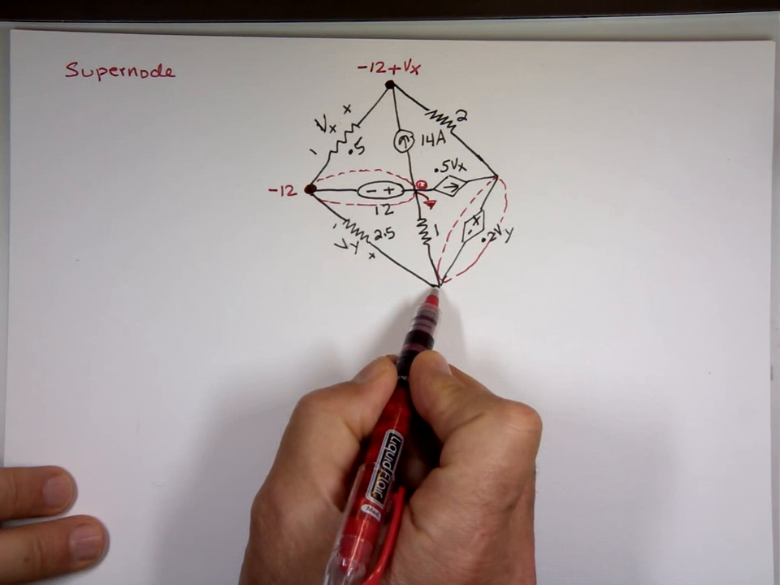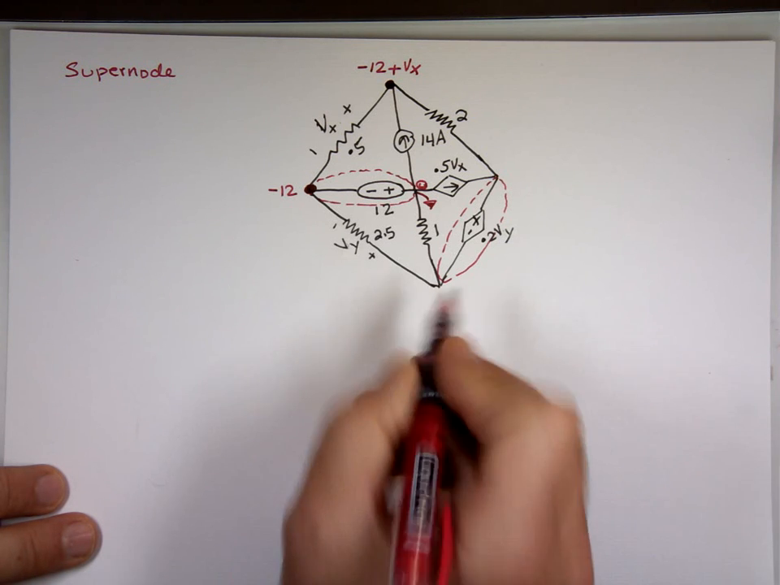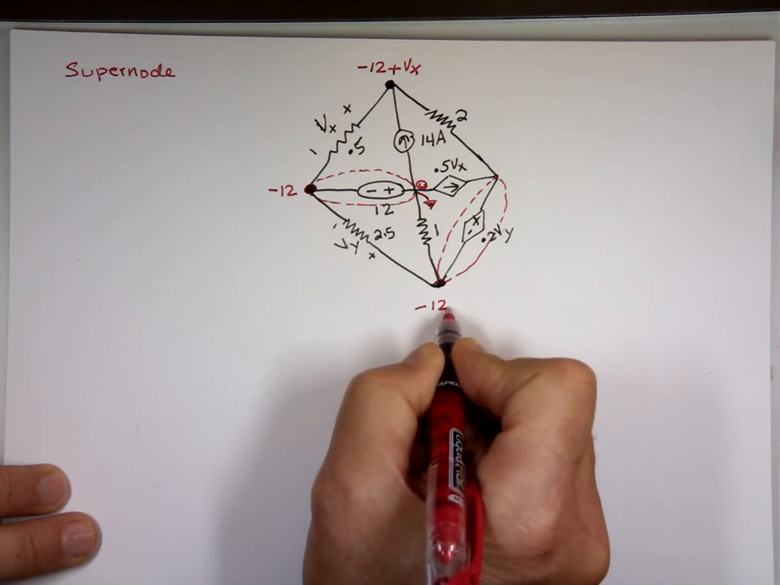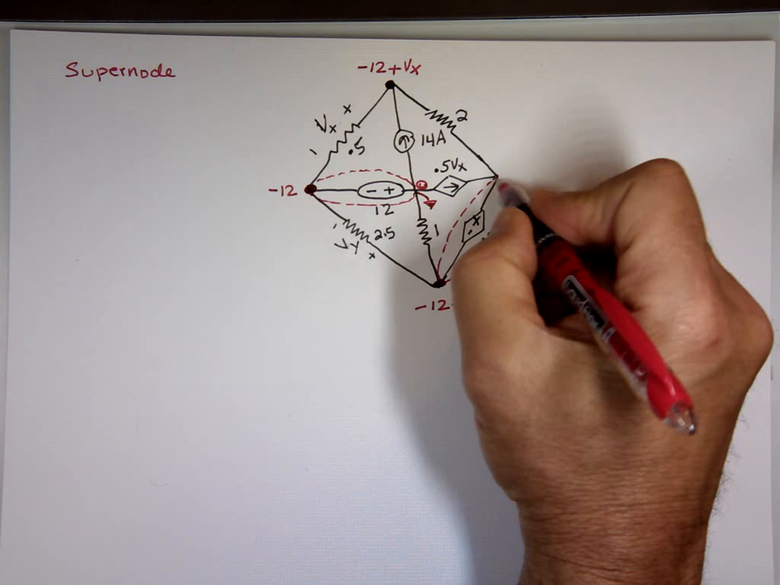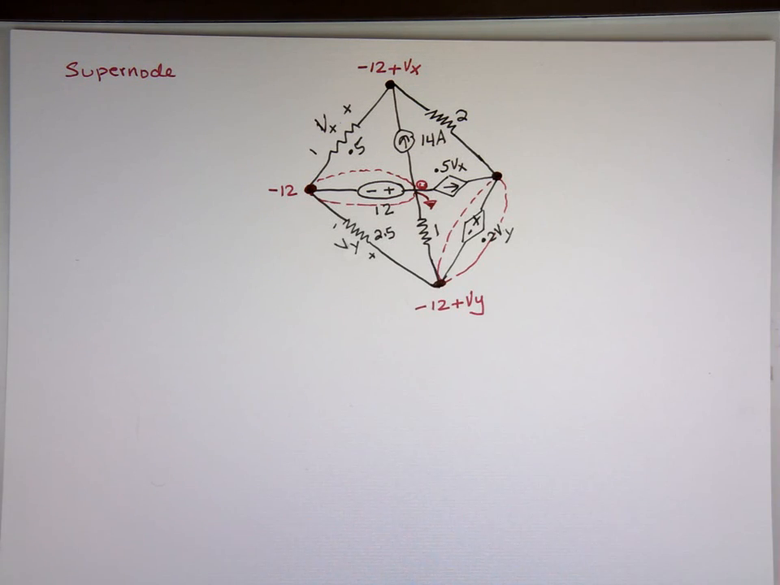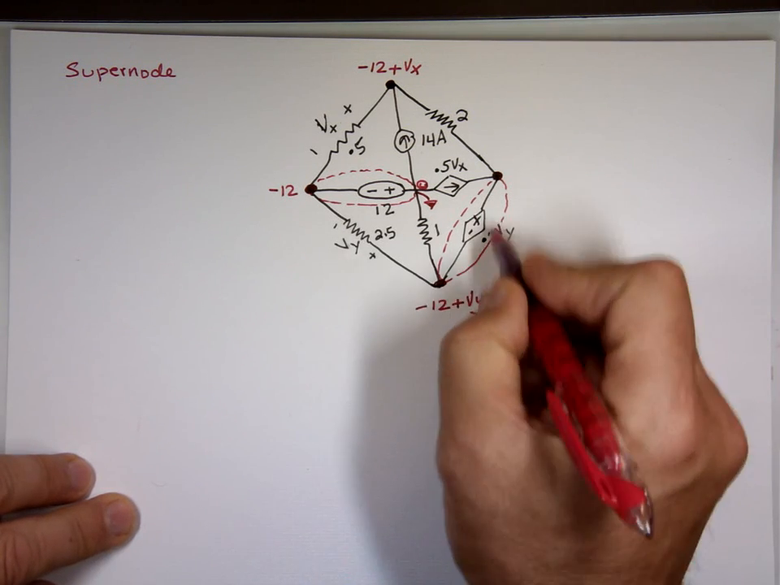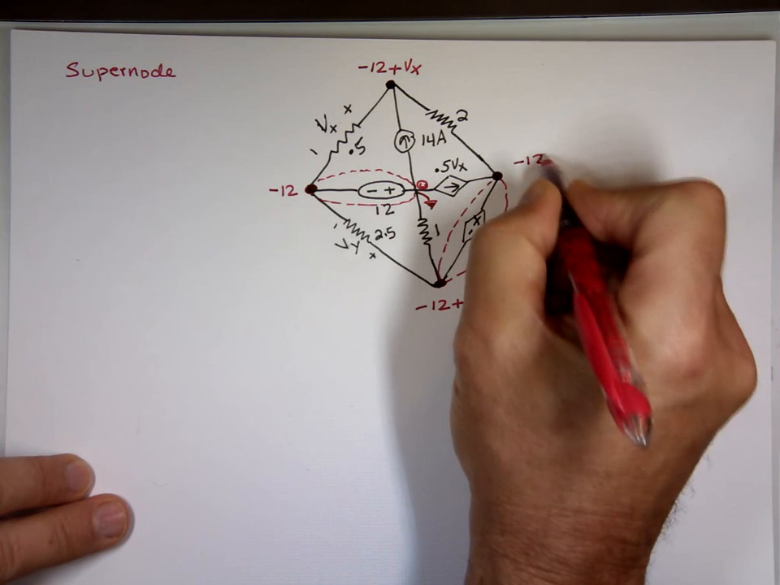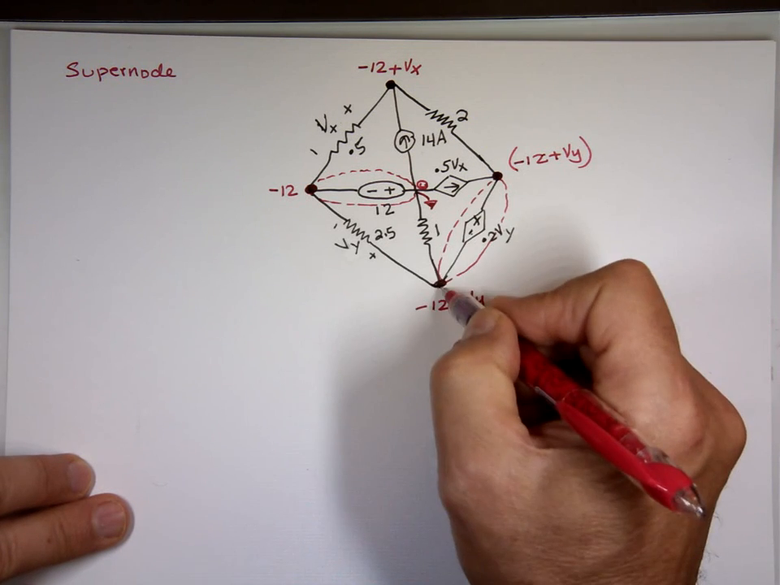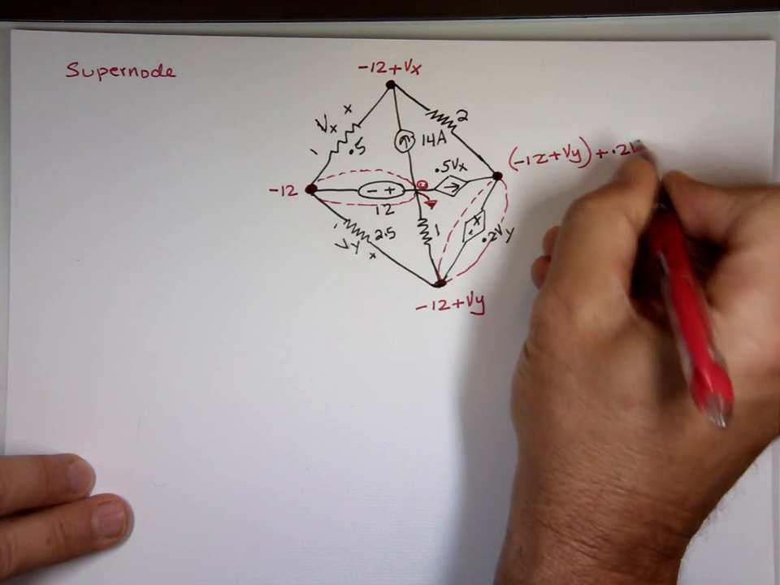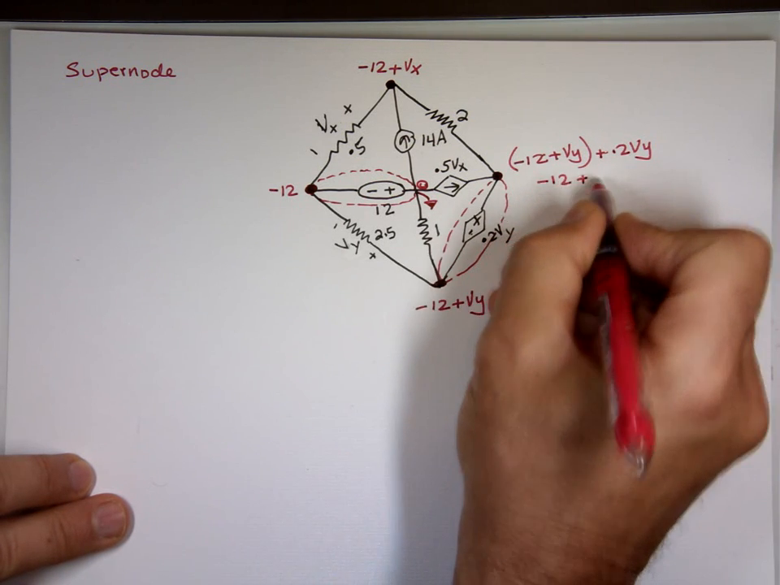What's this node here? Negative 12 plus Vy. And what's this node here? What's the voltage there? Negative 12 plus Vy plus 0.2 Vy. Good. So negative 12 plus Vy, that's the bottom. Add to it this amount, because that's minus to plus. This end is 0.2 higher than this end. So if you simplify it, that's negative 12 plus 1.2 Vy.